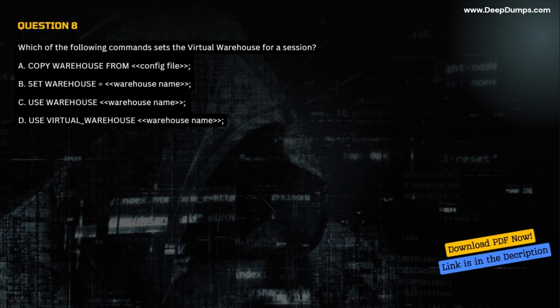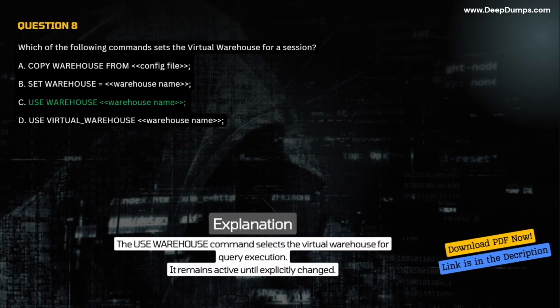Question 8. Which of the following commands sets the virtual warehouse for a session? A. Copy warehouse from config file. B. Set warehouse equals warehouse name. C. Use warehouse name. D. Use virtual underscore warehouse name. Correct answer, C. Use warehouse name. Explanation. The use warehouse command selects the virtual warehouse for query execution. It remains active until explicitly changed.